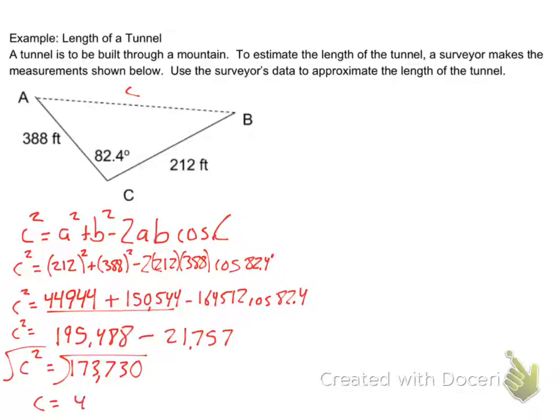416, that's right. 416 point something. 0.8 feet. Now, does this make sense? We're not supposed to look at our diagrams and say, hey, 82.4 seems to be my largest angle, according to that diagram. That means C should also be the largest side. Okay?